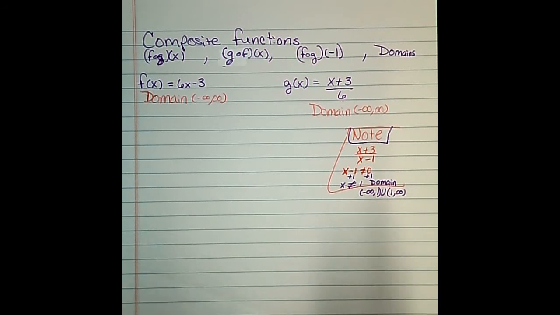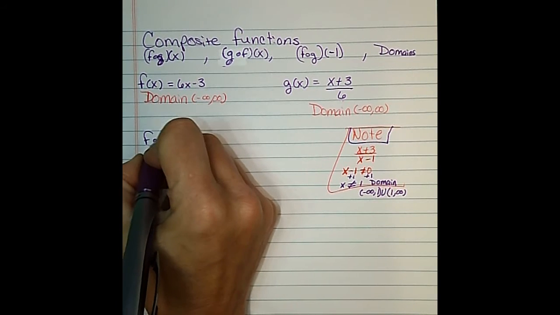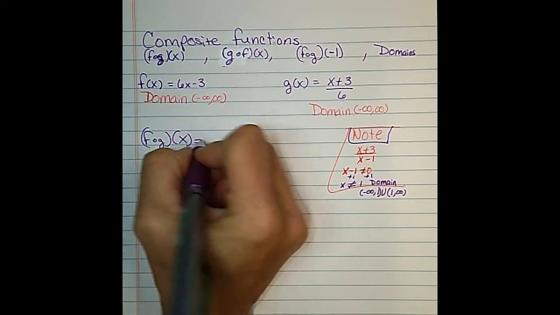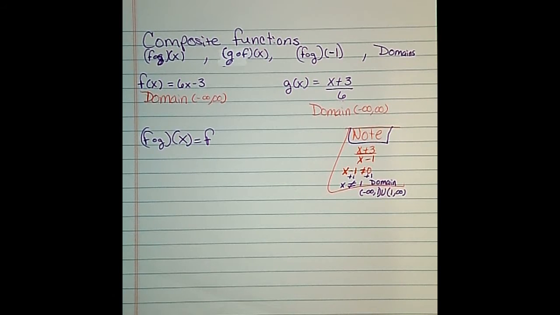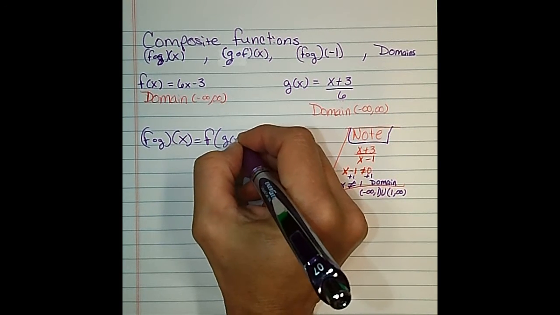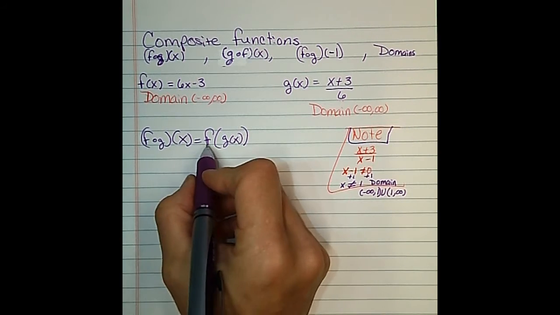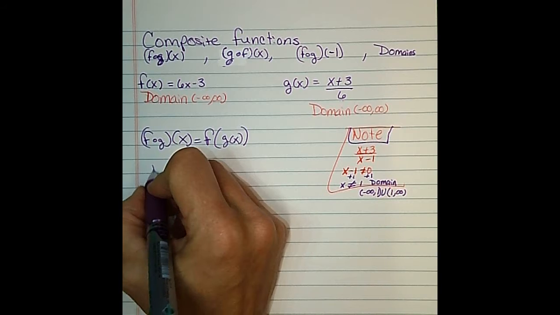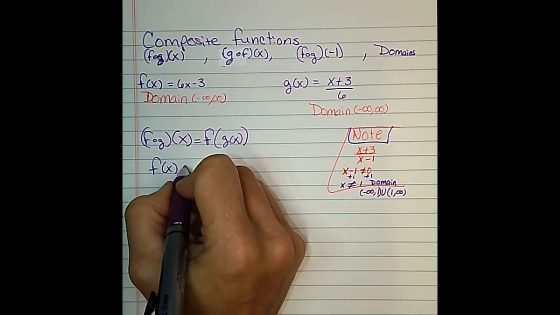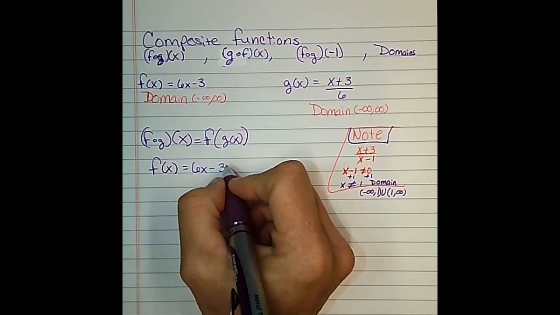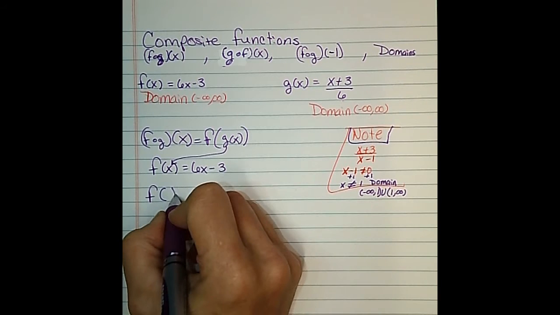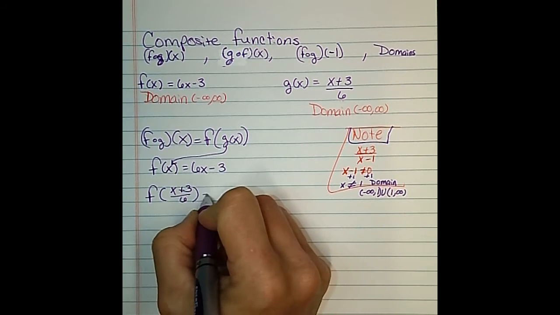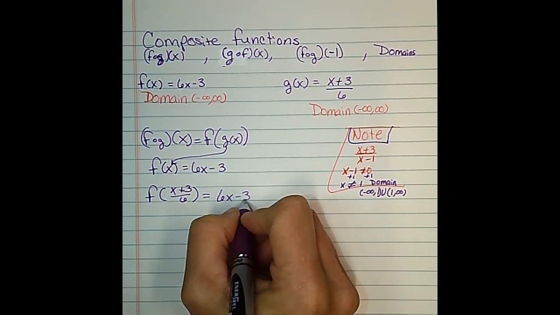So let's talk about g of f and f of g. Clearly, f of g of x just says that whatever my function f is, everywhere I see x, I'm going to plug in the g of x function. So I have f of x is equal to 6x minus 3, correct? Well, I'm wanting to plug in my g of x everywhere I see that. What is g of x? It is x plus 3 divided by 6, all equals 6x minus 3.